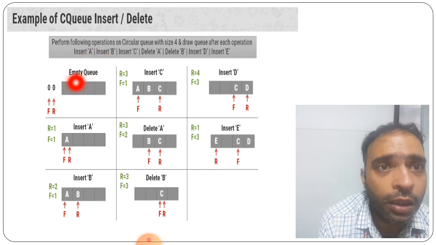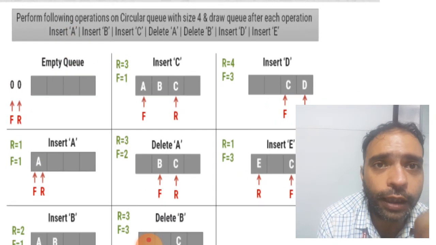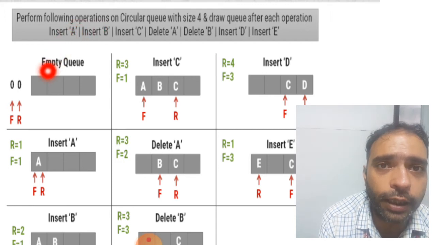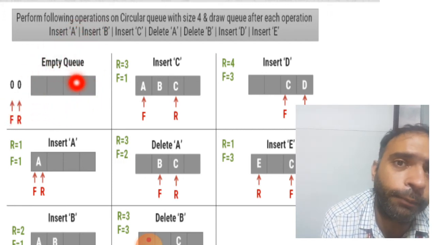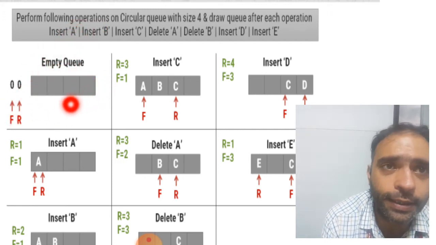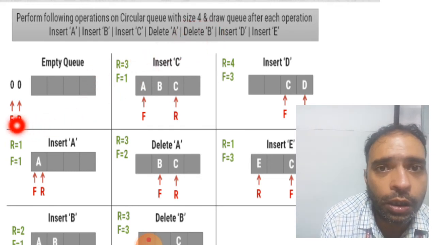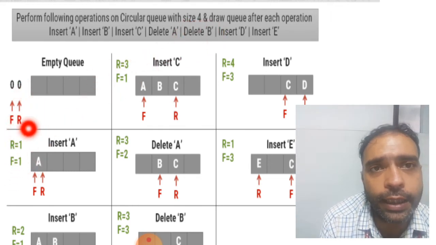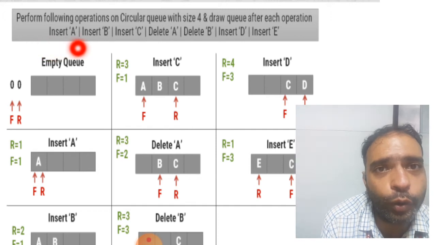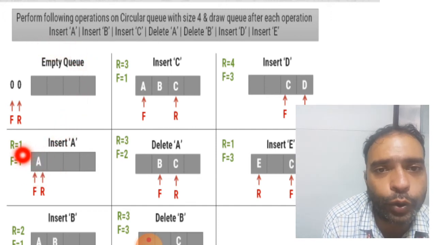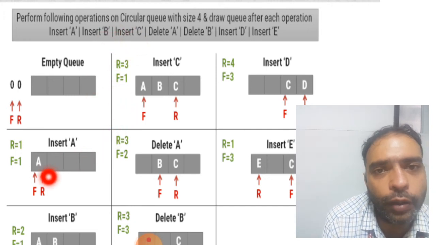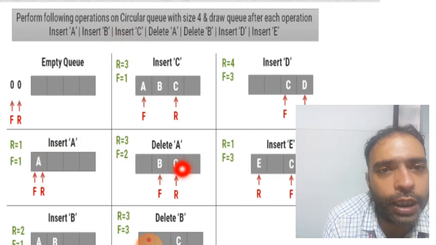First of all, here the first operation, here we can see the insert A part. First of all we have to initialize the empty queue having 4 spaces, right? The size is 4. So F and R will be represented by 0. So now first operation we have to do insert A. So A will be inserted, तो F और R की वैल्यू 1 हो जाएगी. Then insert B, तो F as it is रहेगा, R की वैल्यू क्या हो जाएगी, B हो जाएगी.